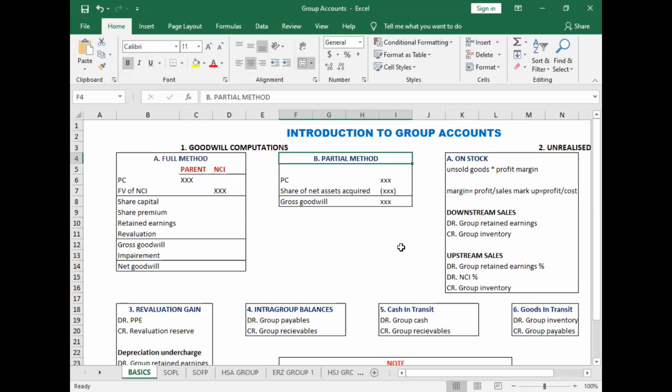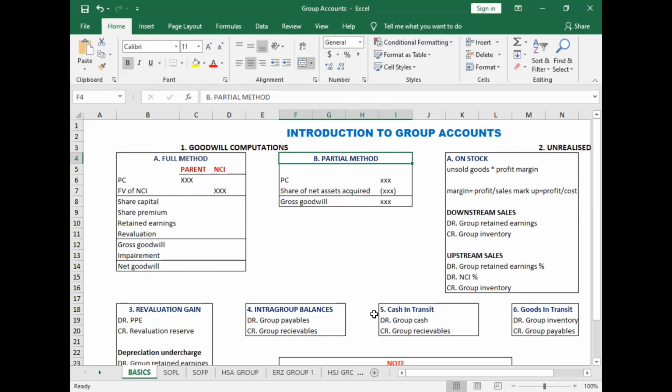Under the full goodwill method, this is where we incorporate the fair value of NCI. Given a question, for example, if you've been told the fair value of NCI was something, that statement will automatically tell you that the full goodwill method will be used, not the partial. And if there is no mention of the fair value of NCI, we will use the partial method.